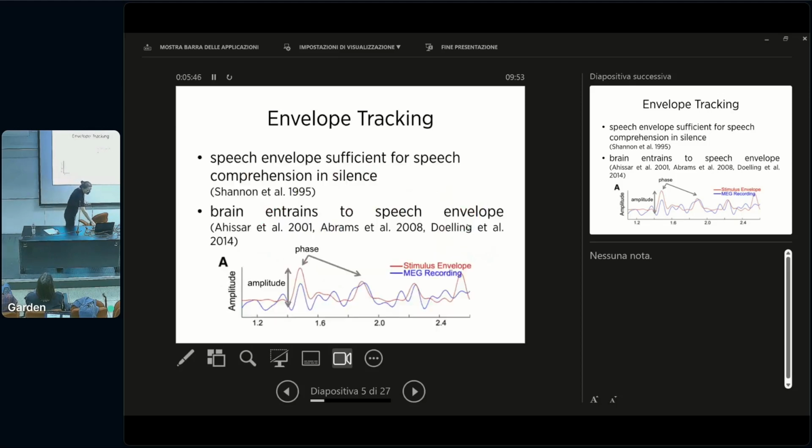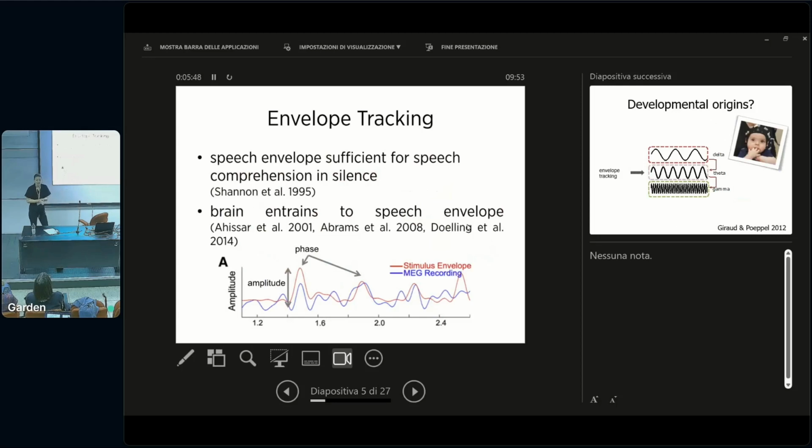And it turns out that for typical adult speakers, if they process speech in silence, not if there is noise, not if there are multiple speakers, but at least a single speaker in silence, then just the amplitude envelope alone, the modulation of the amplitude of the speech signal, is sufficient to understand speech. So you can reduce the speech signal very much, keeping the envelope, and yet people understand it. And there is now lots of evidence showing that our brains entrain to the speech envelope.